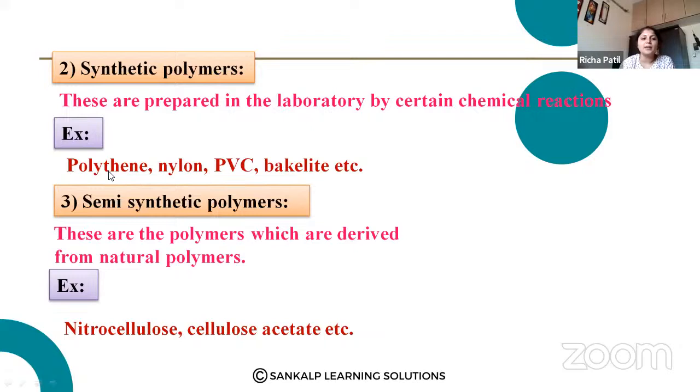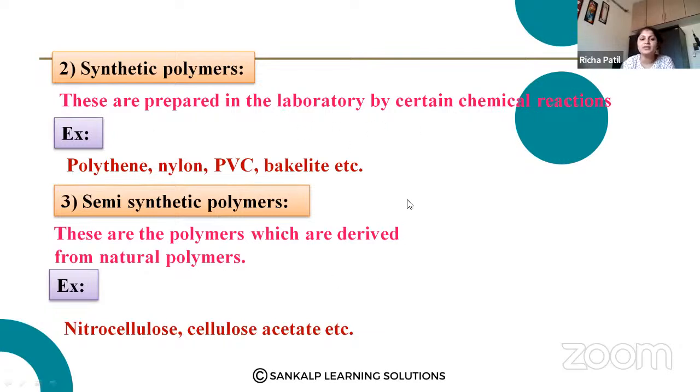So what are the examples? Polythene, nylon, PVC, that is polyvinyl chloride, bakelite, etc. These are some of the examples of synthetic polymers. What do you mean by synthetic polymers? Man-made polymers. Okay. Next is semi-synthetic polymers.